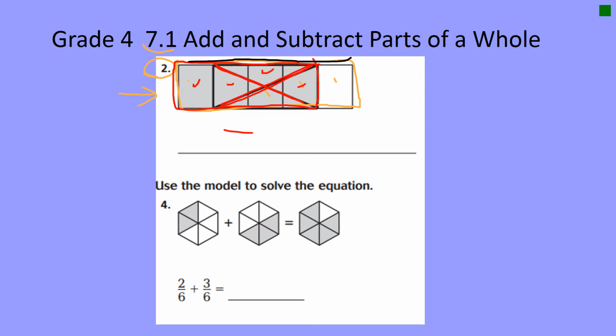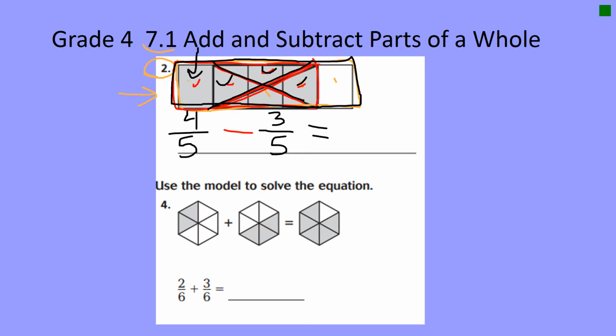What did we say makes the whole rectangle? 5, right? So 4/5 are shaded. And then what was crossed out? What was taken out of the 4/5? 1, 2, 3. 3/5. So 4/5 minus 3/5 equals, what's the only shaded piece we have left? 1/5.